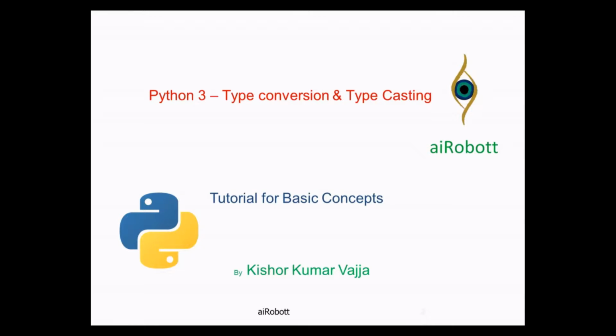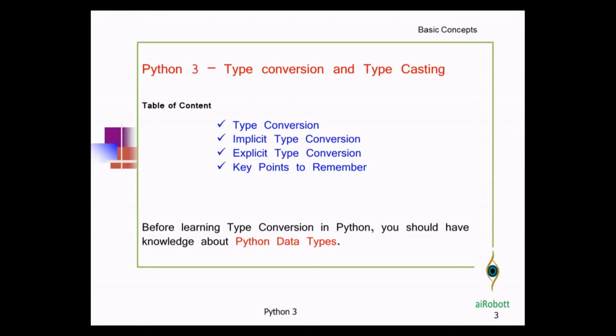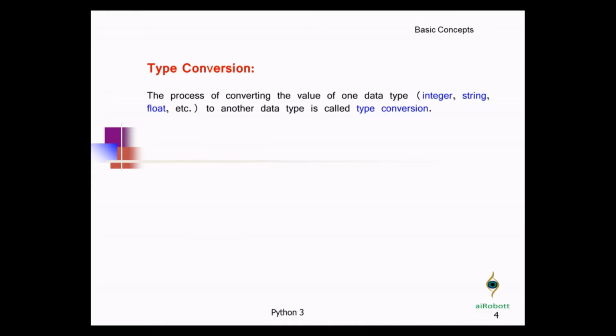In this tutorial, we are going to learn about basic concepts. In this session, we are going to learn type conversion, implicit type conversion, explicit type conversion, and key points to remember. Before learning type conversion in Python, you should have knowledge about Python data types. Type conversion: the process of converting the value of one data type, that is integer, string, float, etc., to another data type is called type conversion.